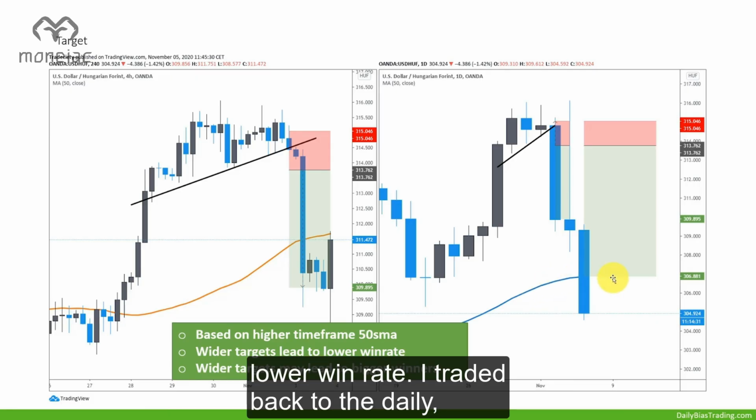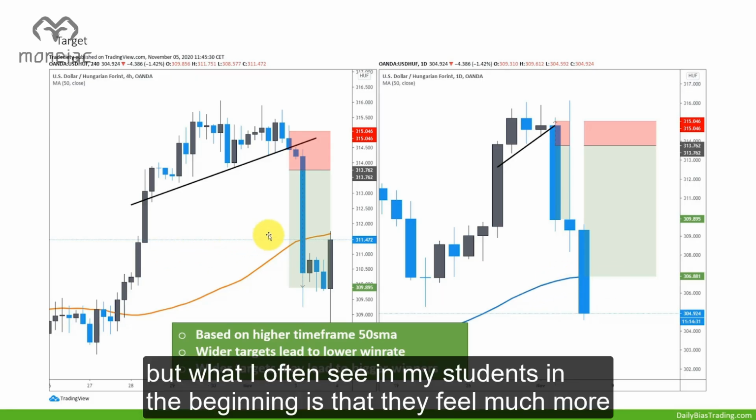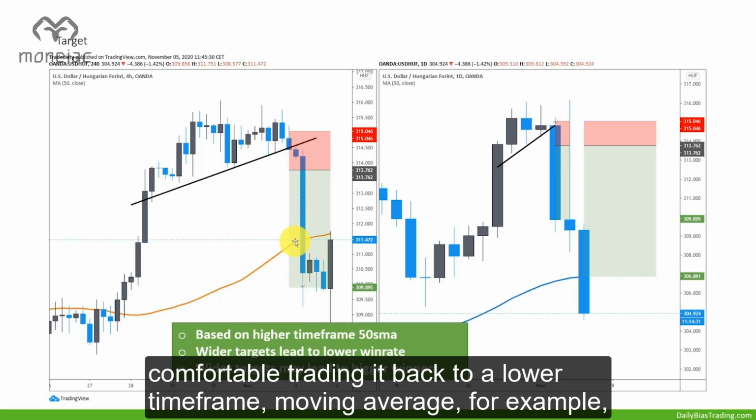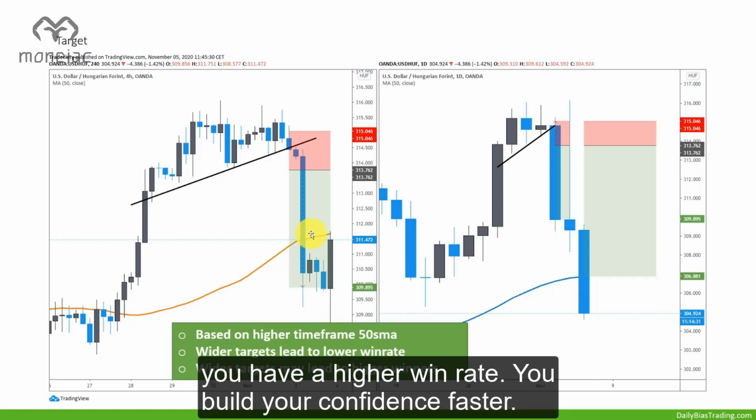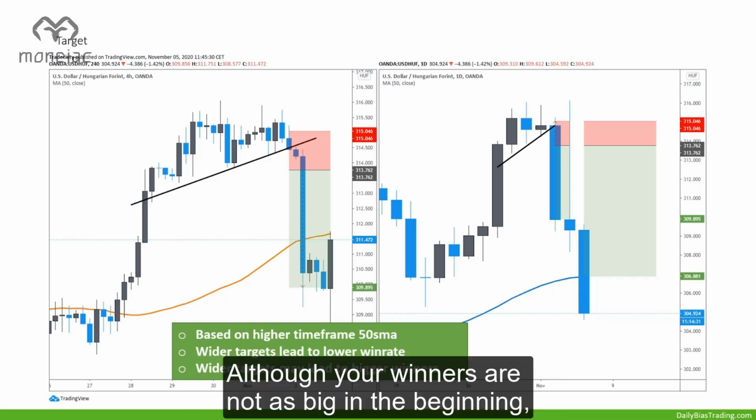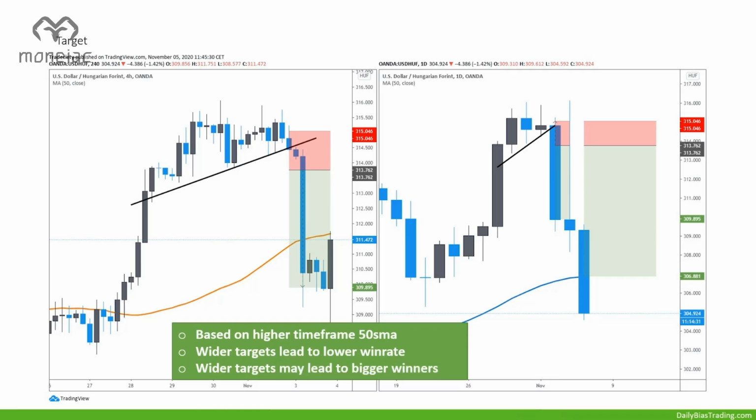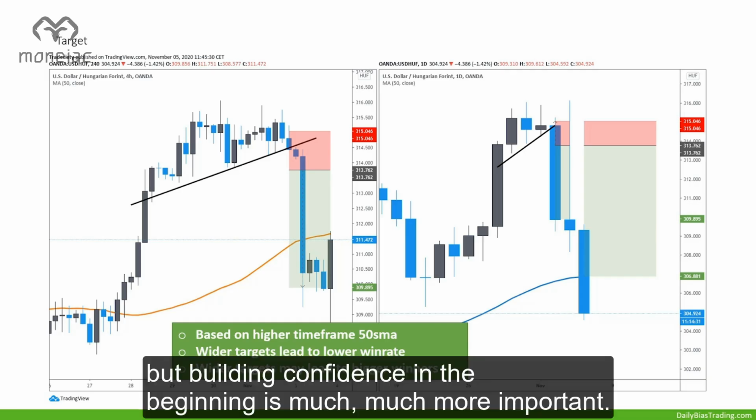I trade it back to the daily, but what I often see in my students in the beginning is that they feel much more comfortable trading it back to a lower time frame moving average, for example, the 4-hour. They are in and out of the trade quicker, you have a higher win rate, you build your confidence faster, although your winners are not as big in the beginning, but building confidence in the beginning is much more important.